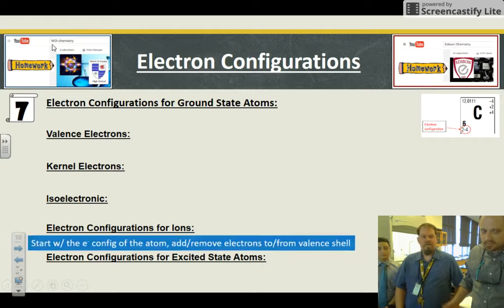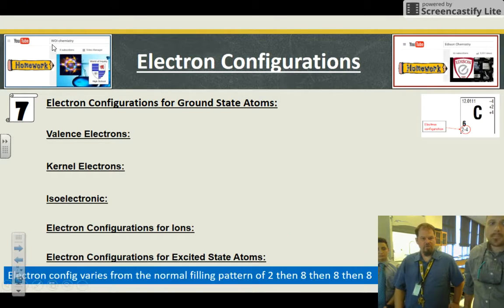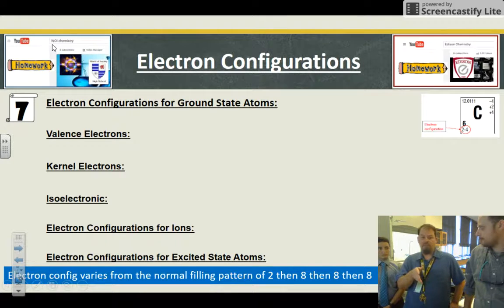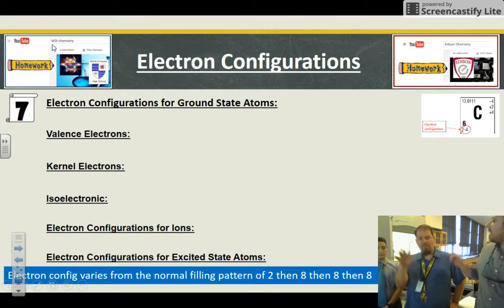Now, an excited state atom's electron configuration varies from the normal pattern of 2, 8, 8, 8. So if I see 2, 7, 8, there's a deviation. It should be 2, 8 first before I put anything in the third. The first 10 should go 2, 8, and then start filling it.